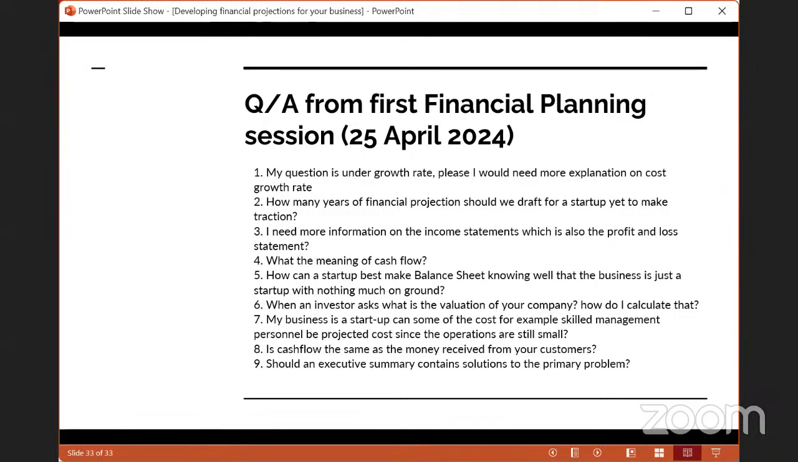Then the 9, should an executive summary contain solutions to the primary problem? I don't know that there's an executive summary section of this financial template. So I think this applies to the business plan. So this would be relevant to the business plan section.